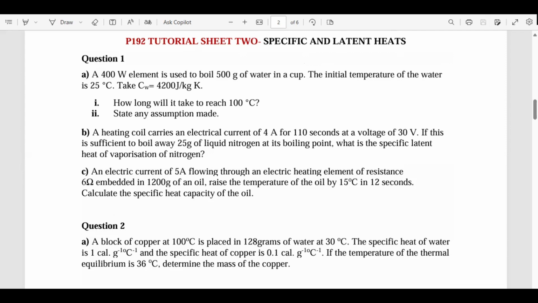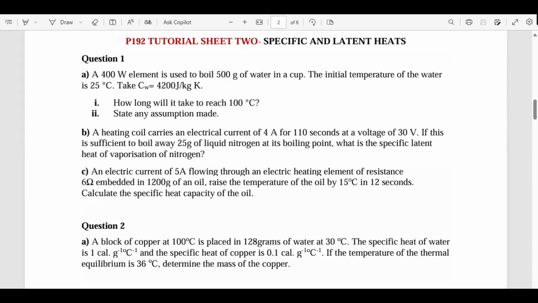We start with question 1, which has three parts. Part A says a 400-watt element is used to boil 500 grams of water in a cup. The initial temperature of the water is 25 degrees Celsius. Take the specific heat capacity of water to be 4,200 joules per kg Kelvin. Question 1: How long will it take to reach 100 degrees Celsius? Question 2 is stating any assumptions that you have made whilst solving this problem.